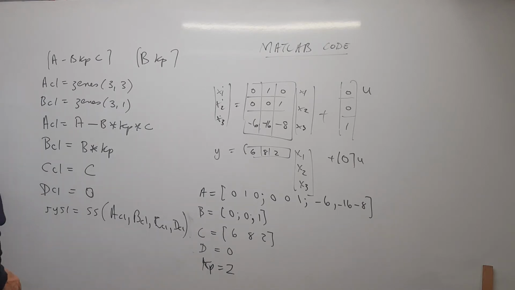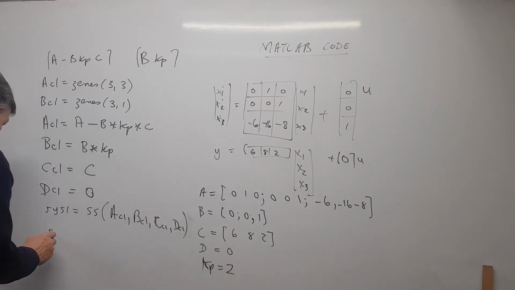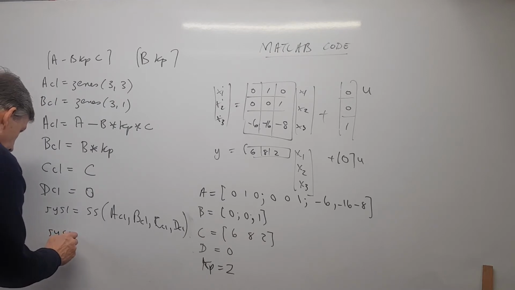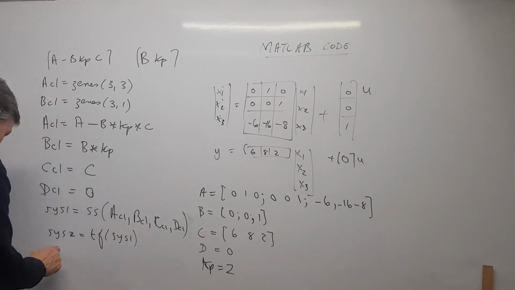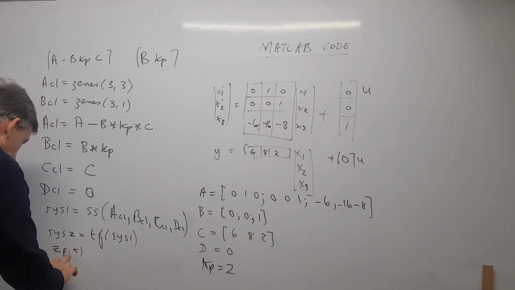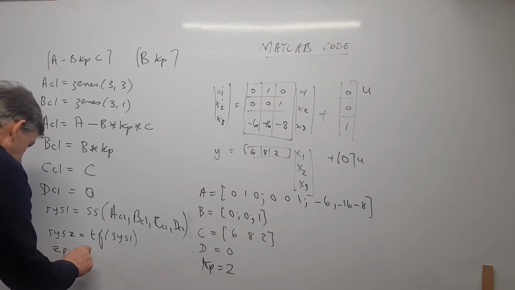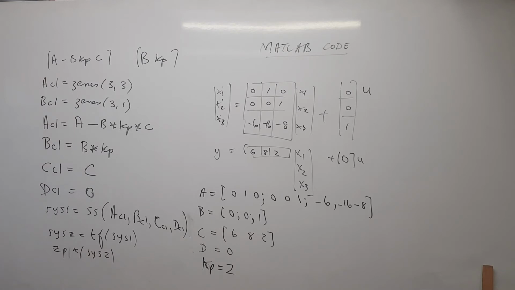And then if I want to get at the transfer function, I can say sys2, use the TF command of sys1, and then maybe do ZPK sys2. So what this will do is the SS command forms the system within MATLAB. TF converts sys1 into a transfer function form, and ZPK factorizes it out for us. So this would give us then a factorized closed loop transfer function.